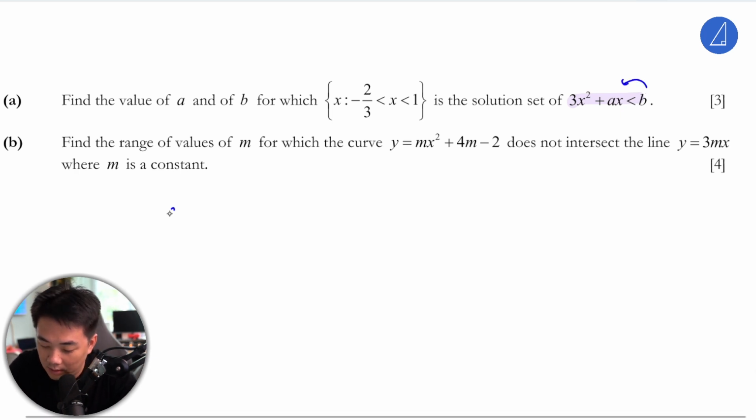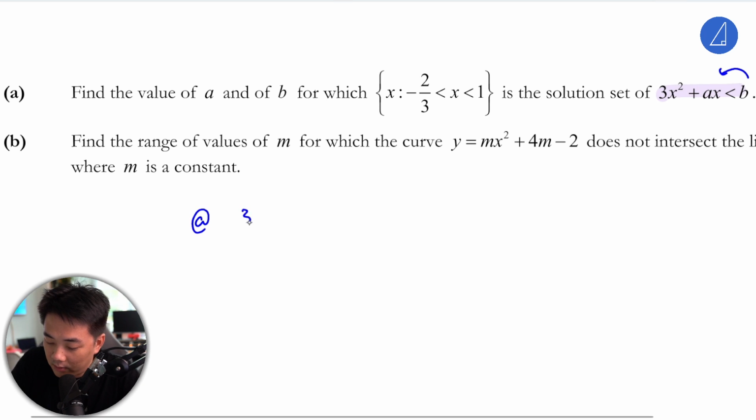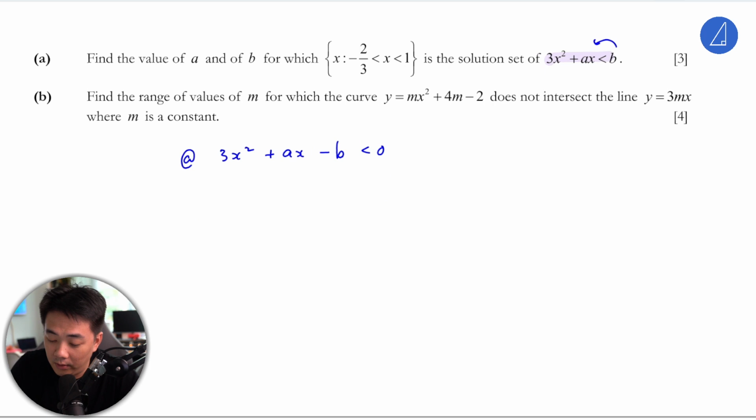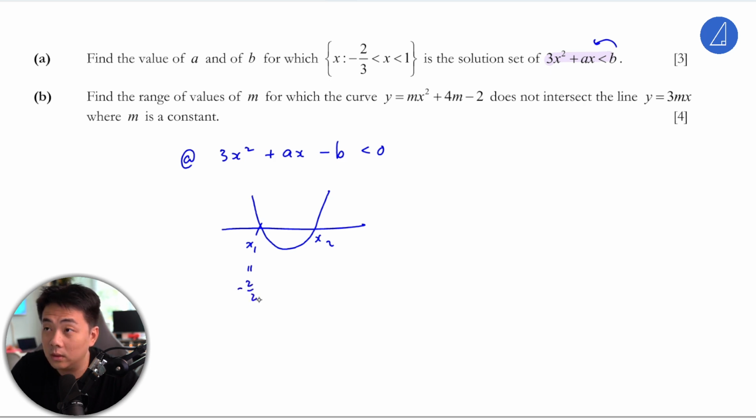So in our case, what we get is 3x squared plus ax minus b is less than 0. Okay, this is a solution here. I'm not sure what the roots are, but I know that when you draw to find the roots here, they will be x1 and x2, and we are given that x1 here is negative 2/3, and this other one is 1. The solution set is given by minus 2/3 to 1, so I think this is pretty okay.